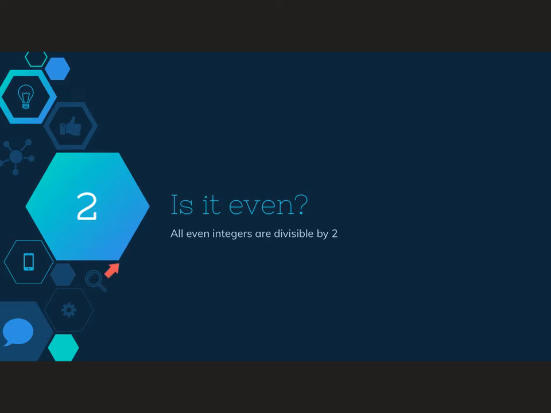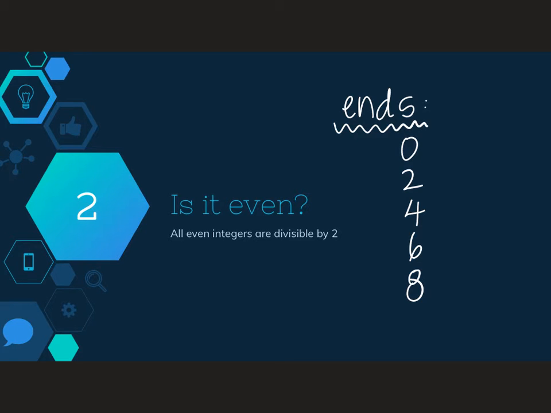Next, divisibility by 2. Is it even? All even integers are divisible by 2. And the way you know if a number is even is that it ends in 0, 2, 4, 6, or 8. So if it ends in 0, 2, 4, 6, or 8, then that means that it's even. And if it's even, that means that it's divisible by 2. So you're going to simply look at the number in the ones place.